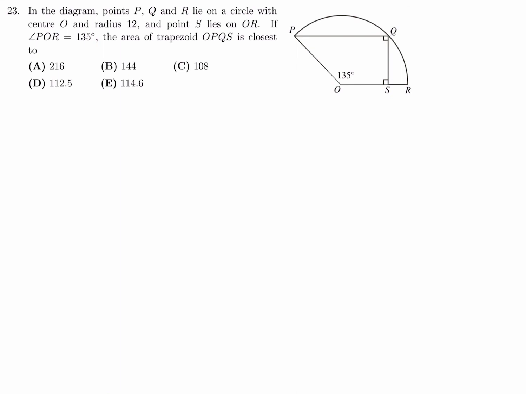In the diagram, P, Q, and R lie on a circle with center O and radius 12. The point S lies on OR. If POR is 135 degrees, the area of the trapezoid OPQS is closest to.